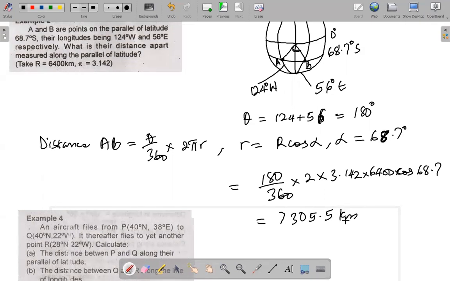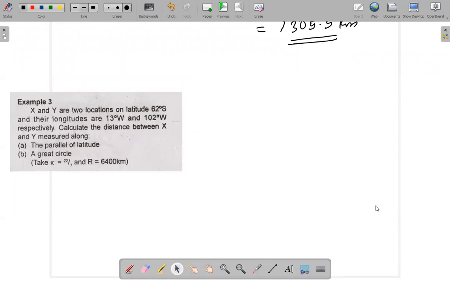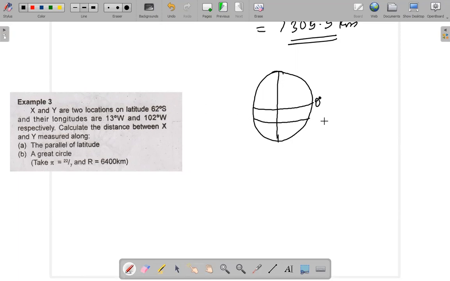That gives us 7,305.5 kilometers. And example 3. X and Y are two locations on latitude 62 degrees south, and their longitudes are 13 degrees west and 102 degrees west respectively. Calculate the distance between X and Y measured along the parallel of latitude along the route. So first of all, we represent the information in a diagram. This is the prime meridian, the equator, 0 degree. Then X and Y are two locations on latitude 62 degrees south. Let's assume that is 62. The longitude is 13 degrees west.